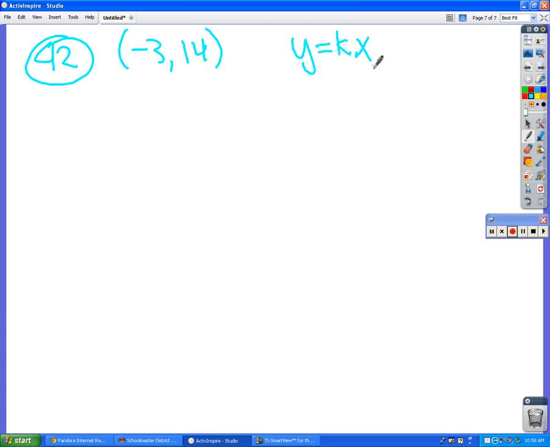We're trying to figure out y equals kx. So this is kind of like the old game when you had y equals mx plus b, and you plug in a y, you plug in the slope, you plug in the x, you solve for b.